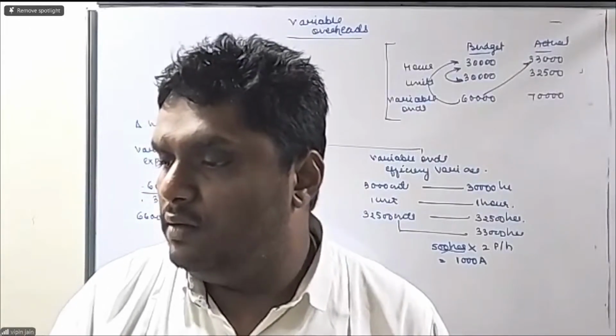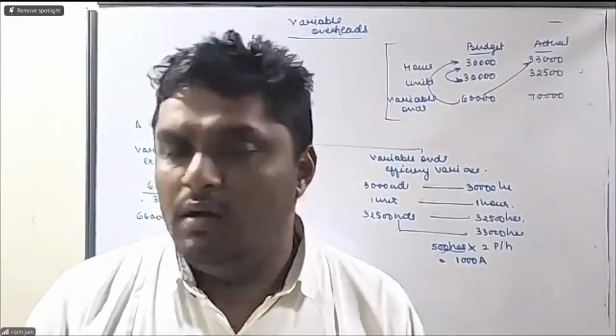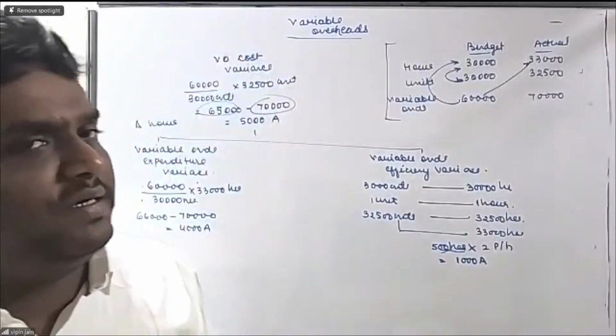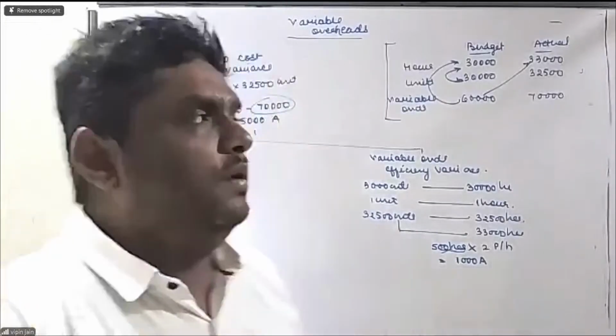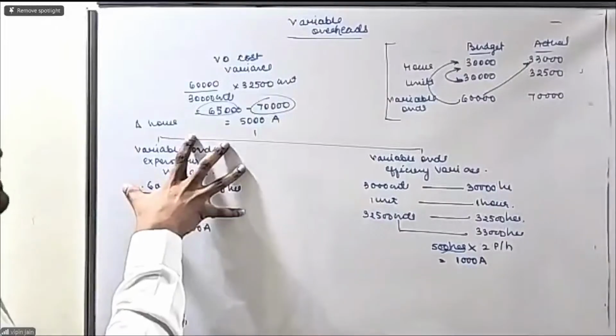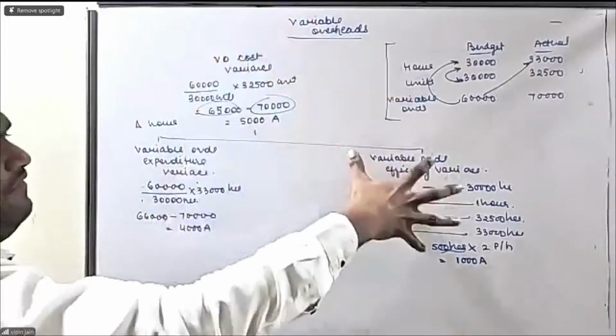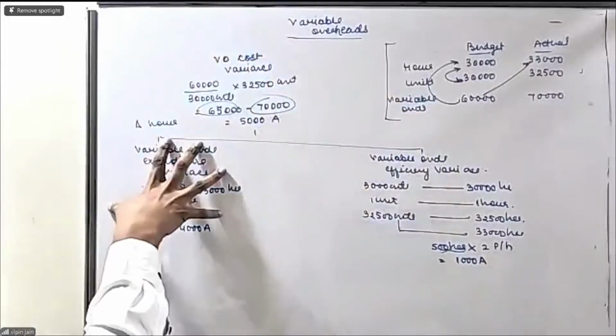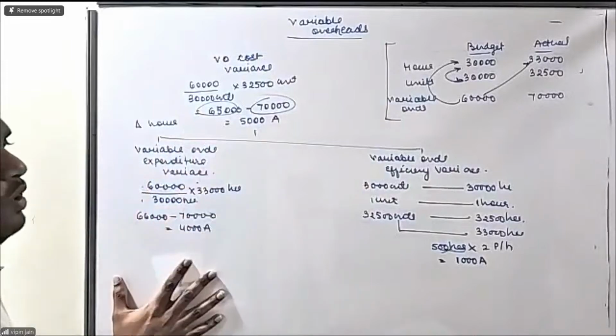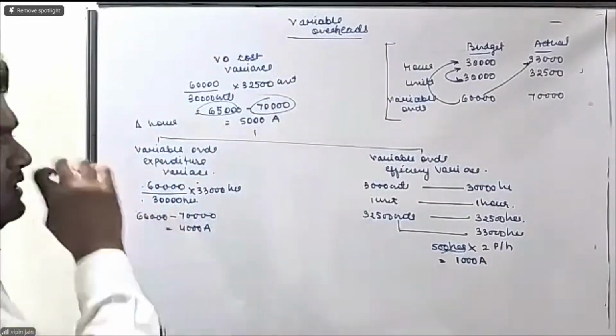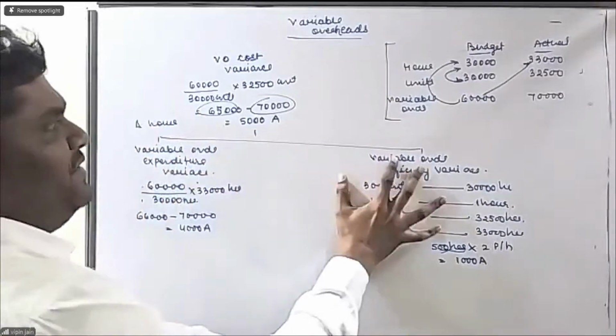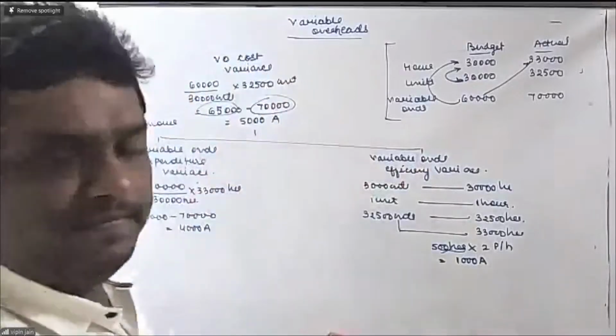Very good, Bhavna. I hope this part is clear to all. It's just like fixed overheads, but with a slight change in expenditure variance. So the cost variance, no change. Efficiency variance, no change. And expenditure variance, yes, there is a small change. The rest is the same. That is, expenditure plus efficiency will be cost.